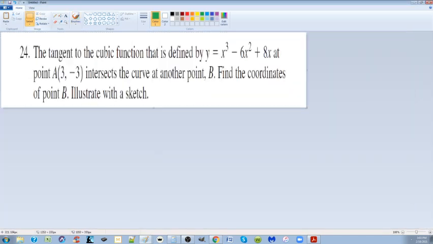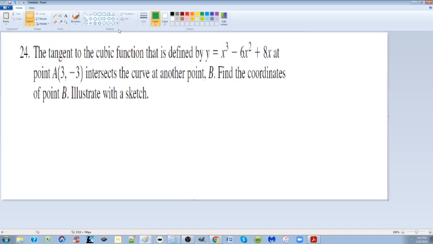Okay, next. The tangent of a cubic function, so a cubic function is just something to the power of 3, is defined by this. The tangent to the cubic function, this is the cubic function, at this point, intersects the curve at another point B. So we've got another point B. Find the coordinates of point B. Illustrate this with a sketch. Let's start with the cubic function.